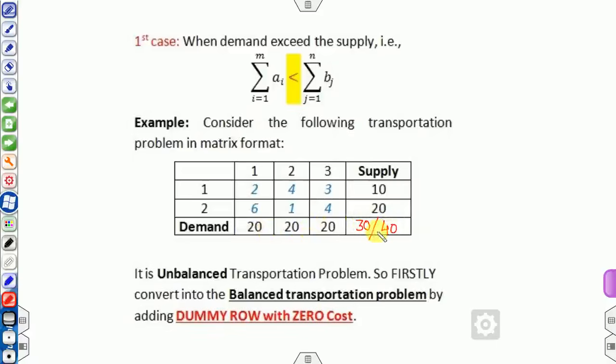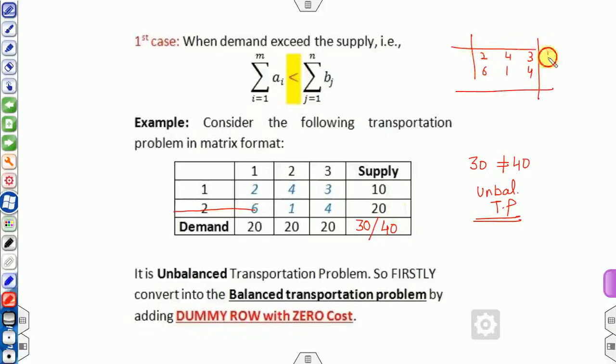So clearly 30 is not equal to 40. It means this is an unbalanced transportation problem, so you have to convert it into a balanced transportation problem. How do you convert it? This is 30, this is 40, so there is a need to add one extra row with the supply 10. So far you have two rows, 2, 4, 3 and 6, 1, 4, with the supplies 10 and 20, while the demands are 20, 20 and 20.